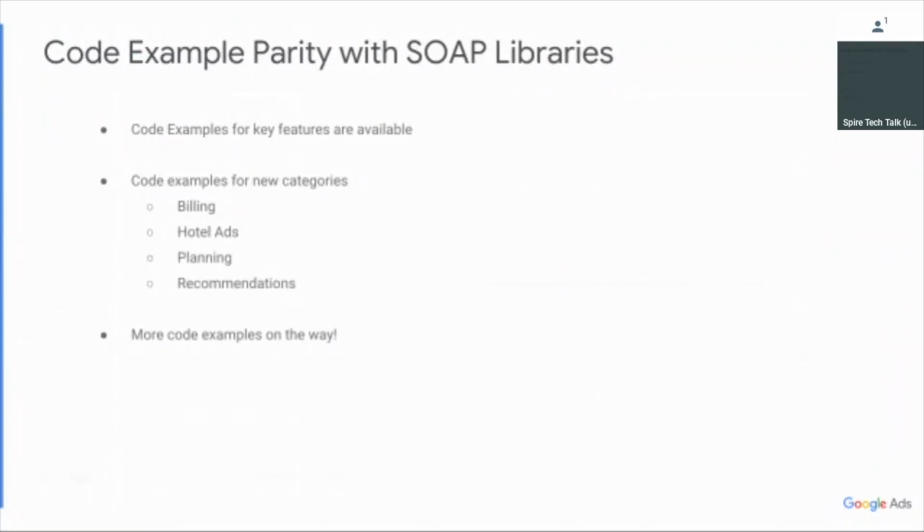And the next point is code example parity. We don't have 100% code example parity so far. We have been trying to strike a balance between the new set of features that we introduced, like we have code examples for billing, hotel ads, planning, recommendations. These are the new features that users have been asking for. So when we made these features available, we also made sure that the examples are available for them.